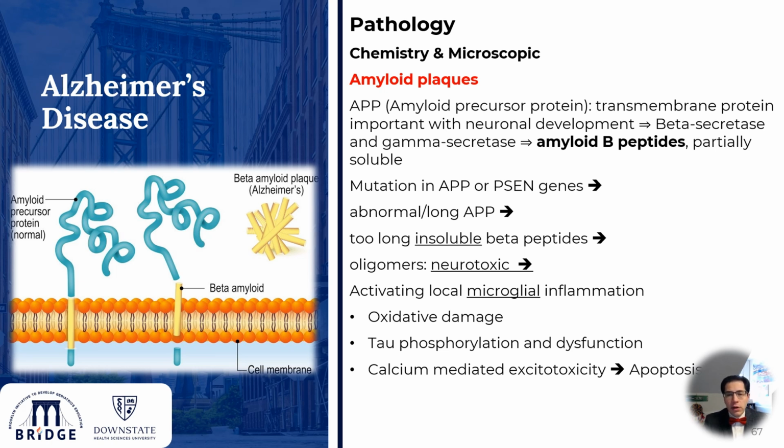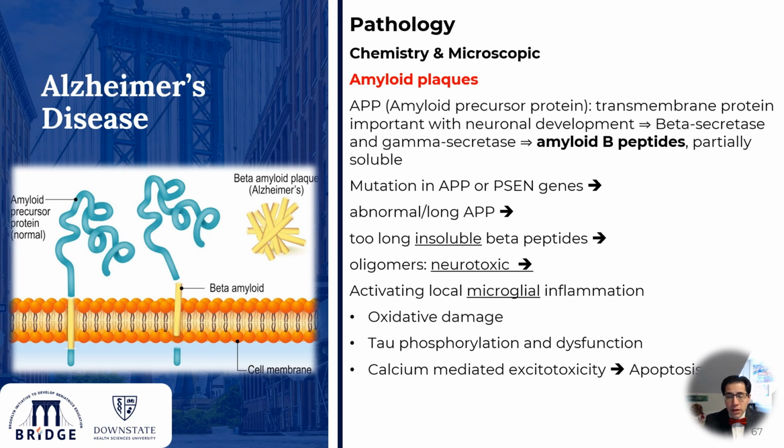Allow me to go quickly over the pathology of Alzheimer's disease and how it progresses. First we'll talk about the amyloid plaques, which begins with the amyloid precursor protein, which is a much needed transmembrane protein that is important in neuronal development, but it gets broken down by enzymes called beta secretase and gamma secretase, creating amyloid beta peptides that are partially soluble. But if you have mutations in those genes, the amyloid precursor protein or the presenilin genes, you create abnormally long proteins, which are less soluble than the regular healthy amyloid beta peptides.